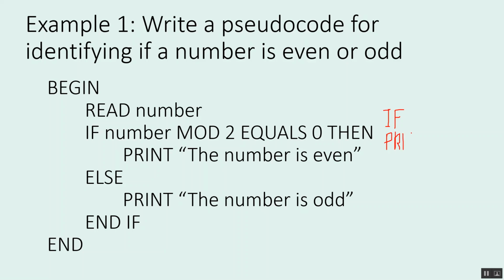Okay, print. So this is a keyword used to display a text or number. Now, the difference of this if and then indented print is that this instruction is dependent, and it will only be printed if number modulo 2 is equals to 0.